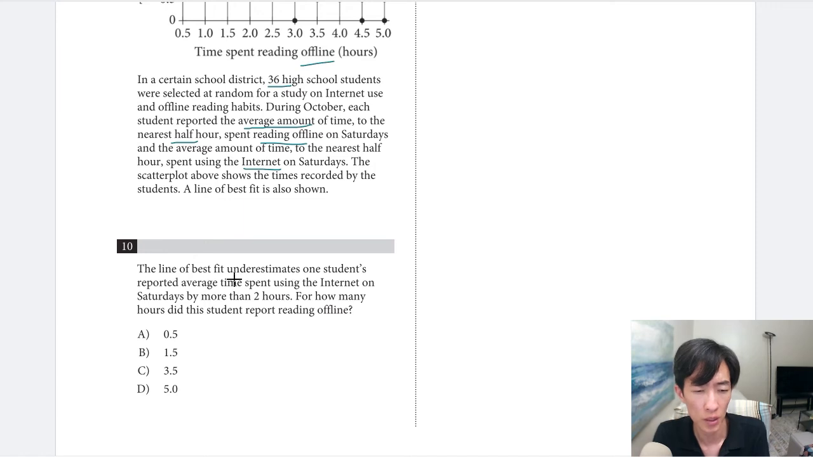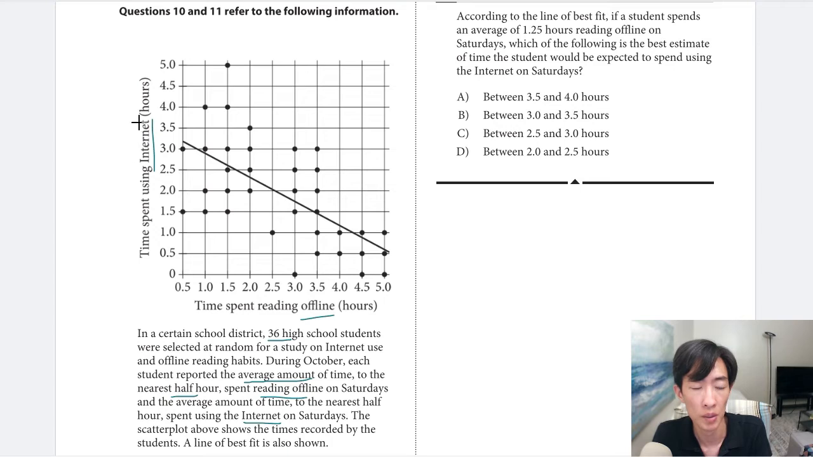Question 10. The line of best fit underestimates one student's reported average time spent using the internet on Saturdays by more than 2 hours. For how many hours did the student report reading offline? So first we've got to find this student. If it said that the line underestimated the student's internet time, we're looking for any of these dots that are above the line. So let's take this student, for example. This guy spent 4 hours on the internet, but the line estimates that he spent about 3 hours. So this is an underestimate of about 1 hour.